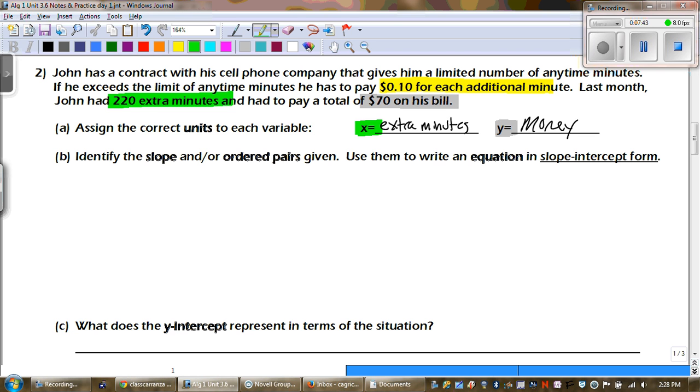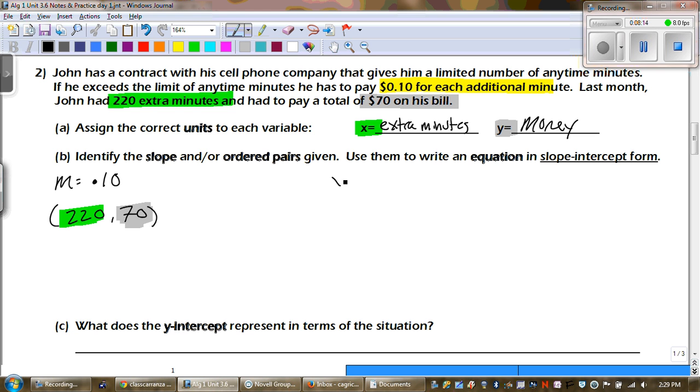Okay, so what's our slope? The slope is that other number right there. It's the 0.10. Okay, and the other thing we need is our point, and that's 220 and 70. Okay, we get 220 for the minutes, and the Y is 70.